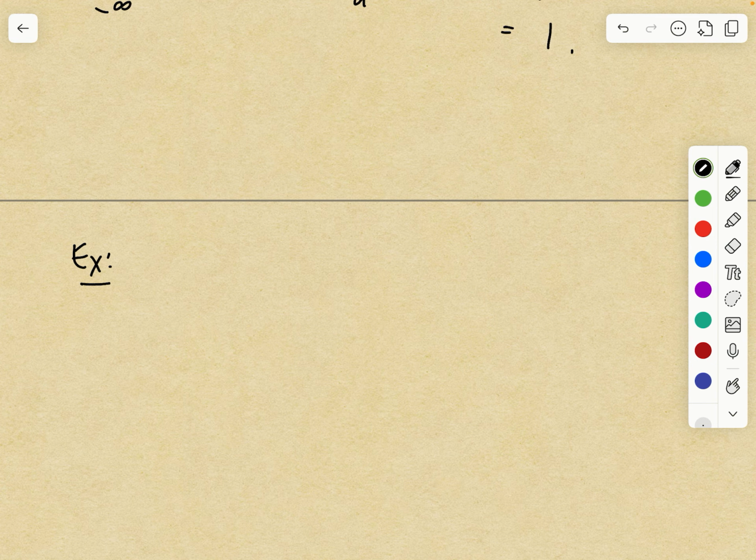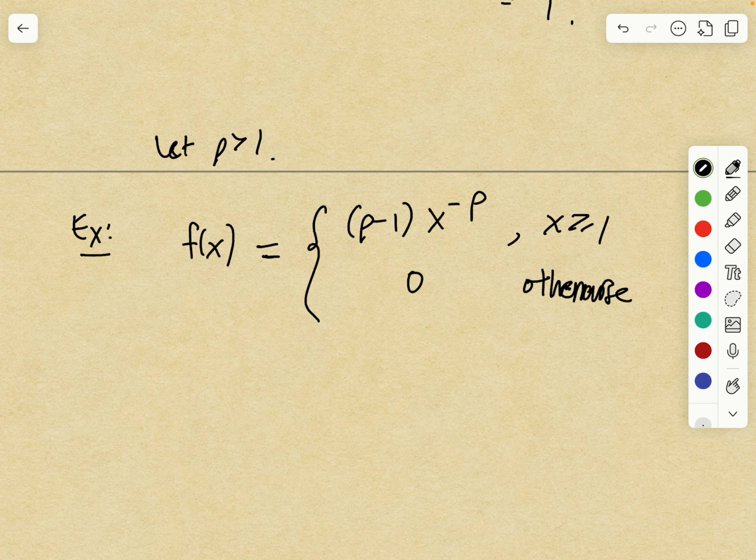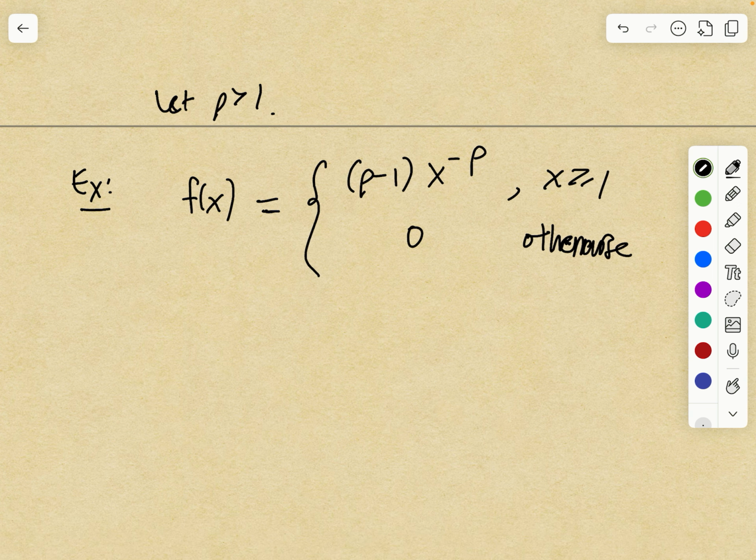Another possibility is you could have this function f of x equals rho minus 1 times x to the minus rho, where x is greater than or equal to 1 and 0 otherwise, where rho is some number that's greater than 1. So we see that this is a non-negative function, and also let's check that this is a density function.